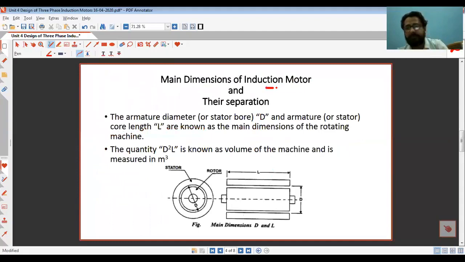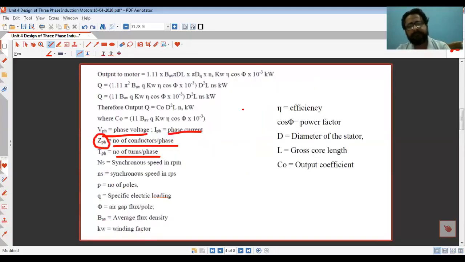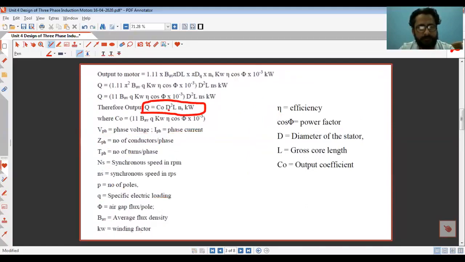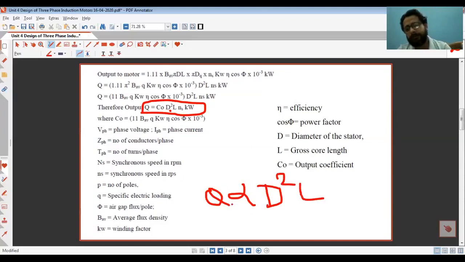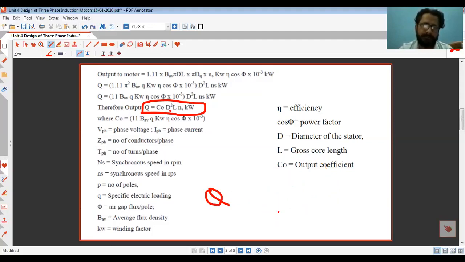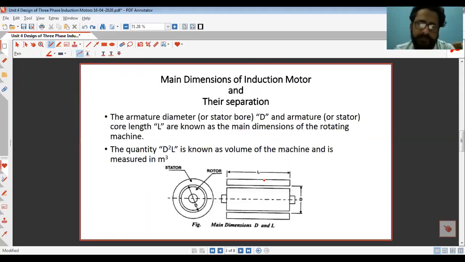Now, the main dimensions of the induction motor and their separation. Because if you see in this equation, the output kVA depends upon volume. Q is proportional to D square L. So when Q is proportional to D square L, it is a combined factor. So how can we see the output kVA with respect to the individual dimensions of the motor?